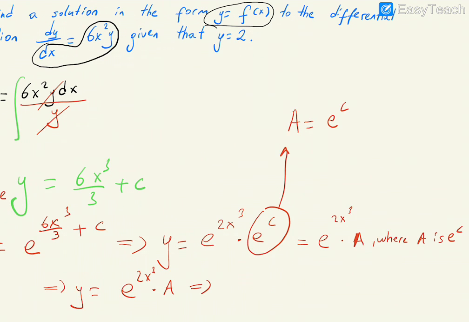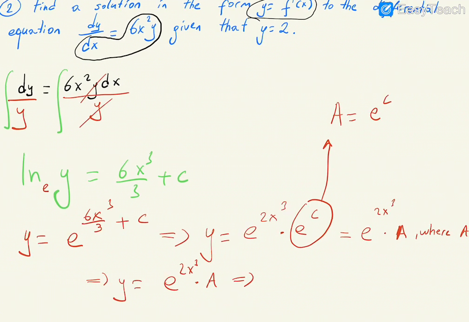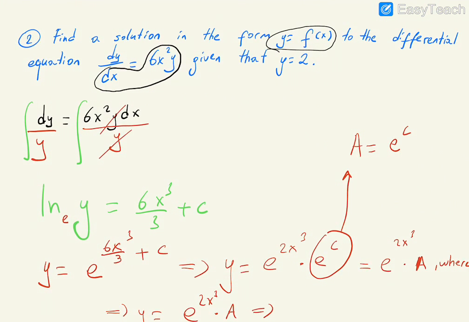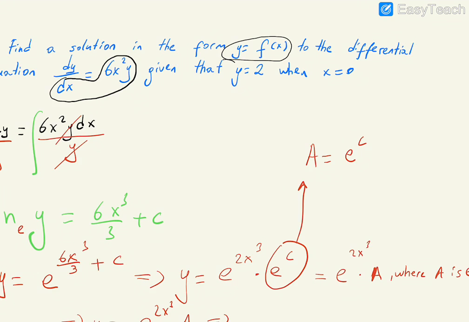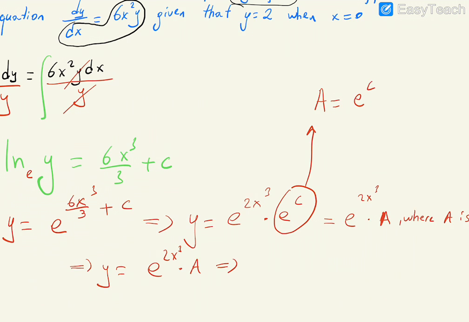Let me use my condition. Given that y equal to 2 when x equal to 0, I will substitute y as 2 and x as 0. Then I get 2 equal to e to the power of 2 times 0 to the power of 3, times a. From here, 2 will be equal to e to the power of this part, which is 0. Any number to the power of 0 gives you 1, so 1 times a. Then a becomes 2.